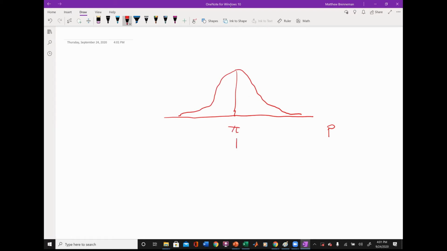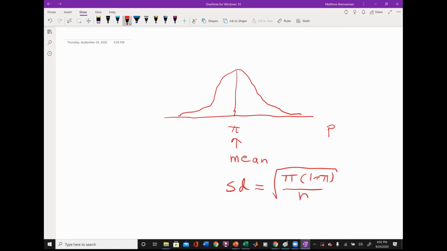This is going to be the mean. And the standard deviation is going to be given by this formula: pi times 1 minus pi divided by n, square root of the whole thing.